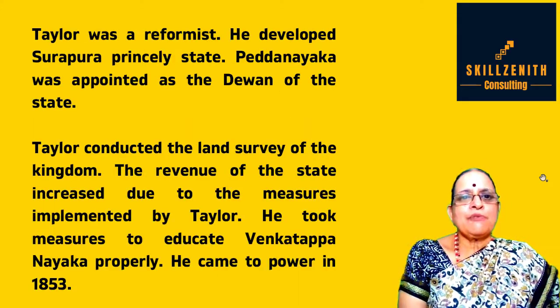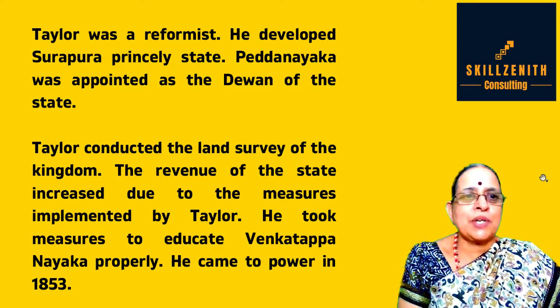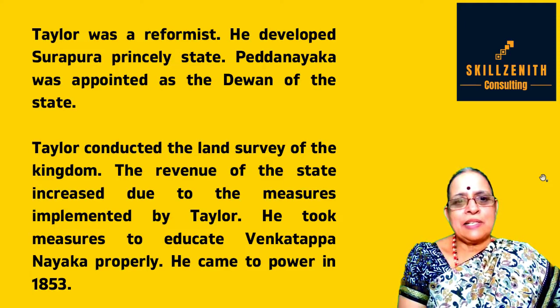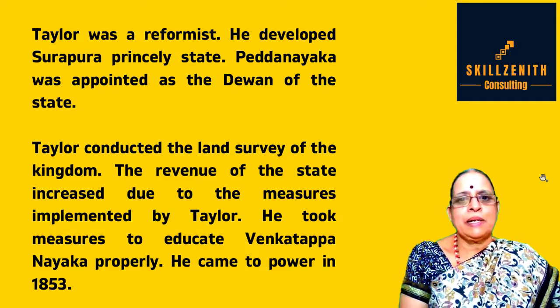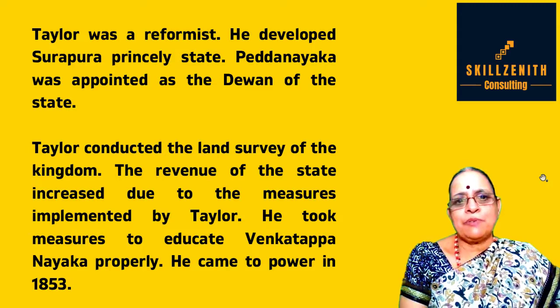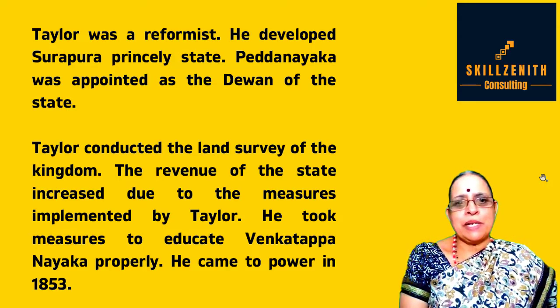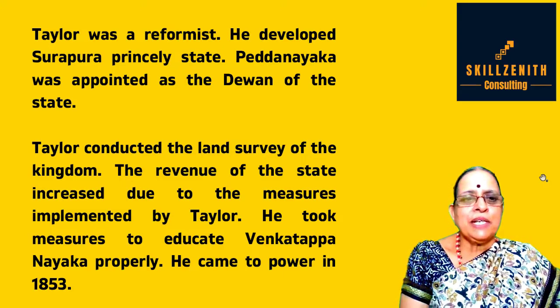Taylor was a reformist. Reformist means one who brings changes. He developed the Surapura princely state. He brought about many changes and developed Surapura. Nayaka was appointed as the Diwan of the state. The British were very intelligent. In order to satisfy Nayaka, he was appointed as the Diwan of the state. Diwan means almost a minister of the state.